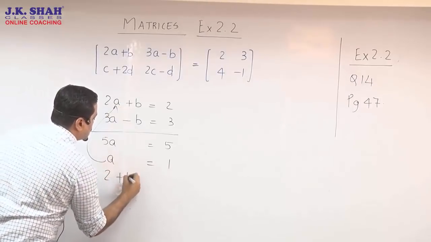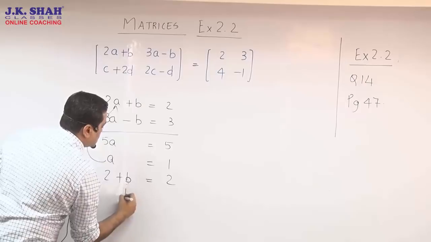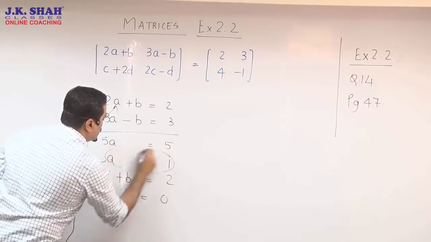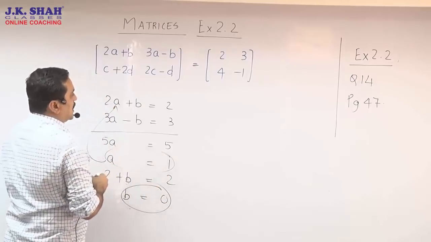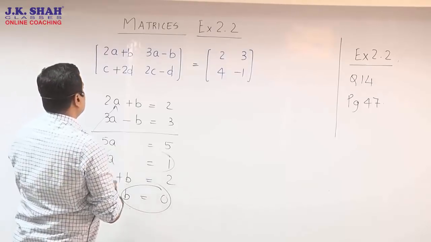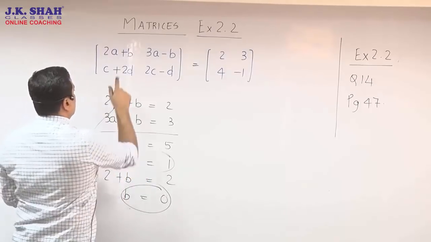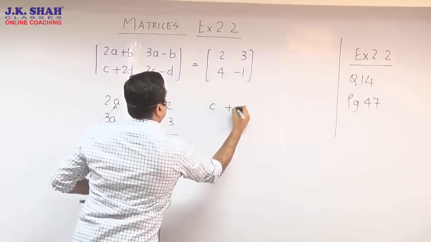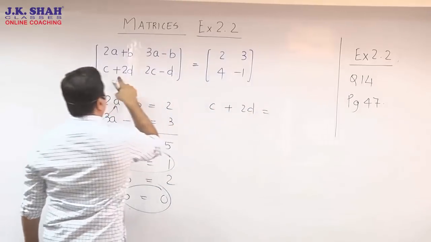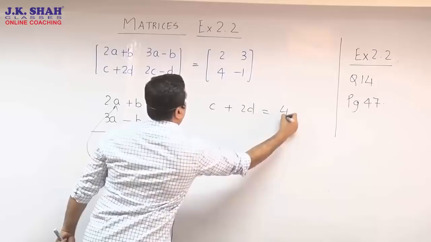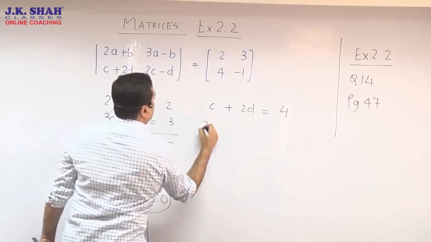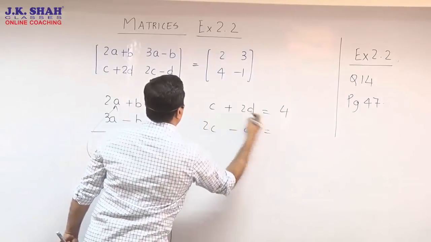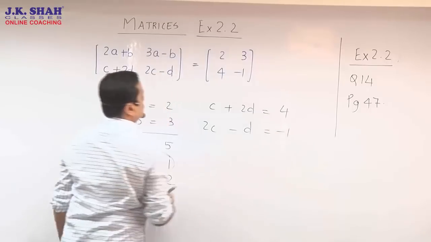2 plus b is 2. So finally b is equal to 0. So at least we got the first two values, a and b. Now let's equate the rest of the two elements. That means c plus 2d will be equated to 4, and 2c minus d will be equated to minus 1.